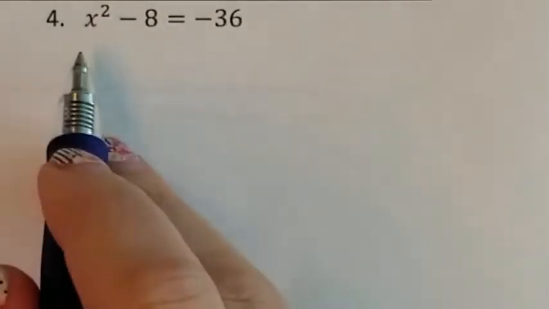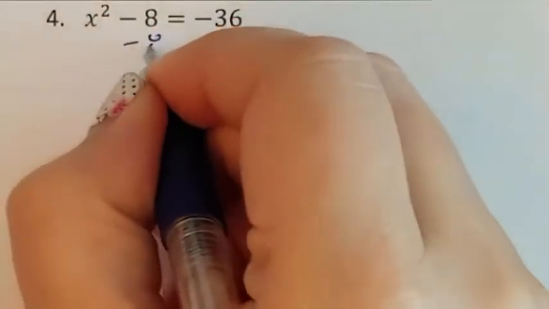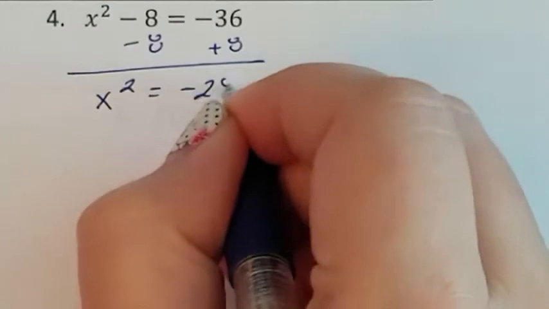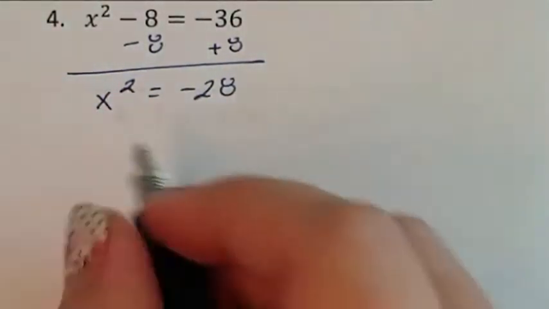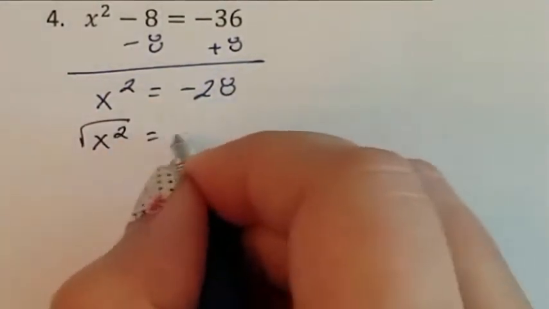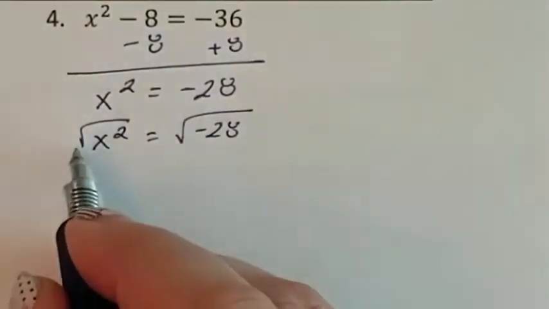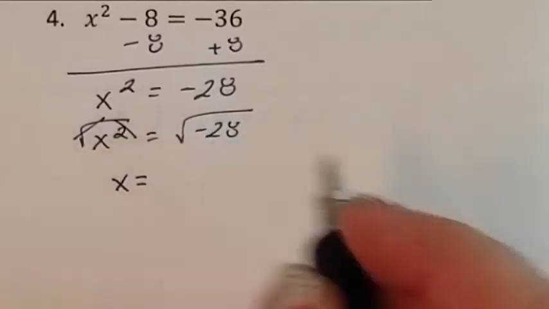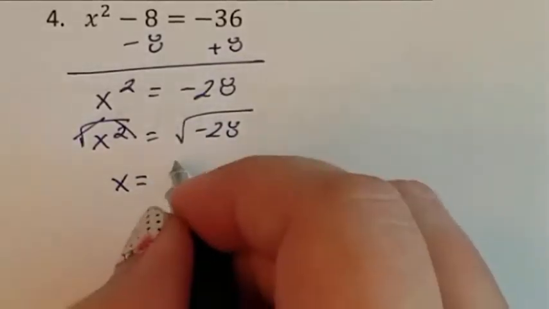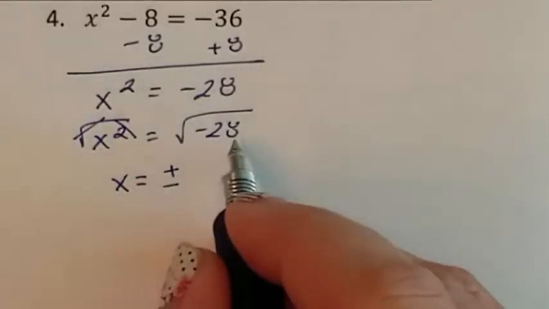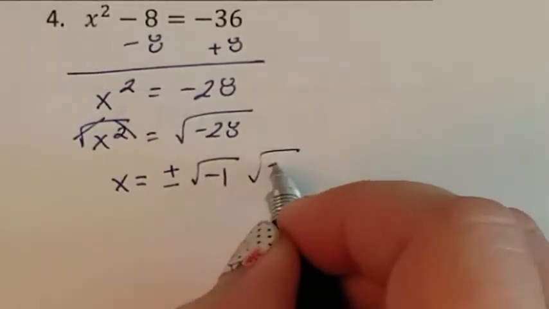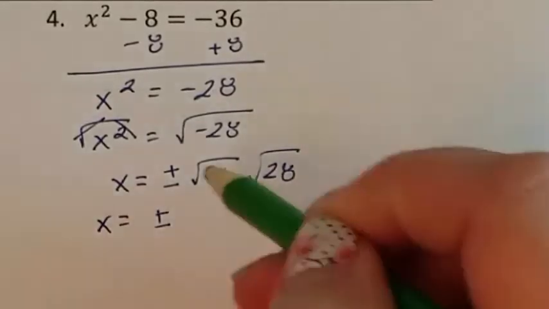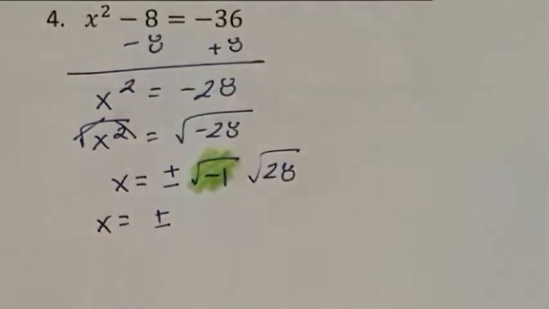Problem number 4, I need to move the minus 8, so we're going to add 8 to each side. So I have x squared equaling a negative 28. I need to take the square root of the x squared, so I can get the x by itself. The square root of x squared is x. I chose to take the square root. If you choose to take the square root, you need a plus or minus. You need to separate the negative 1 from the 28. So x is plus or minus. The square root of negative 1 is an i.